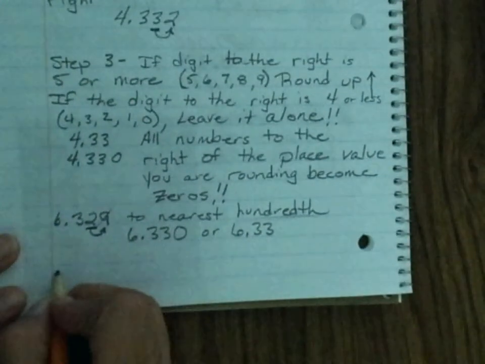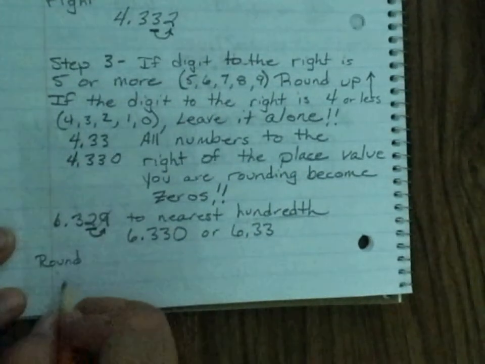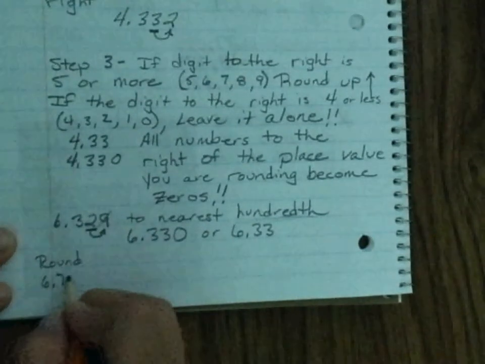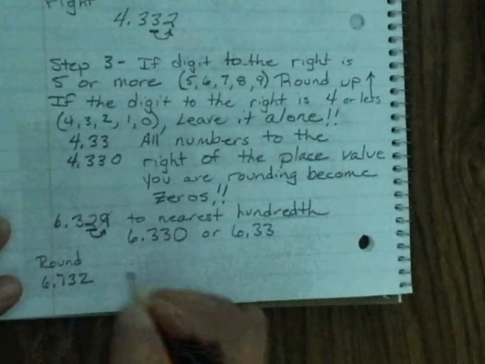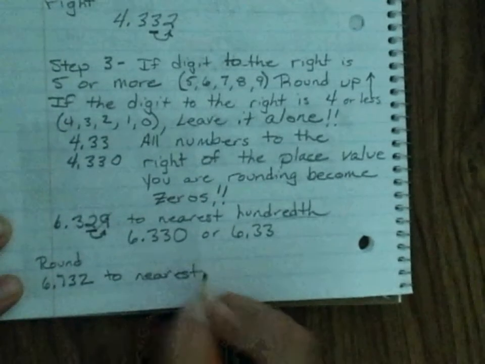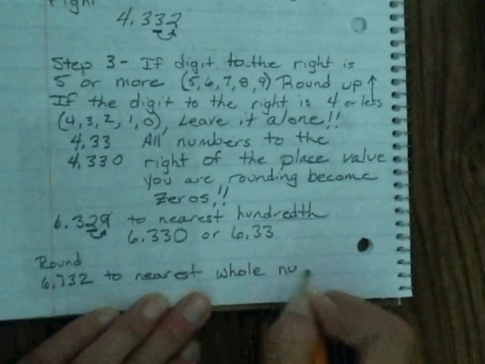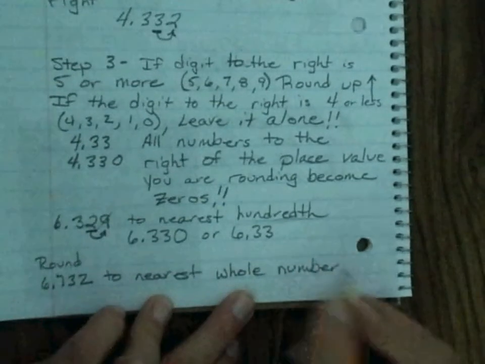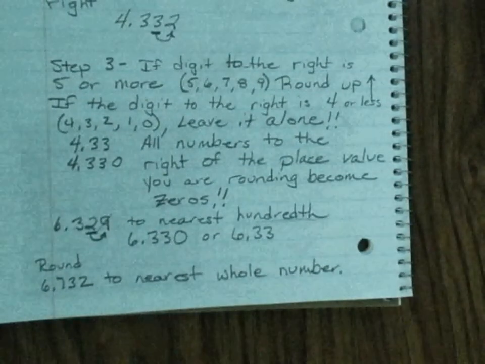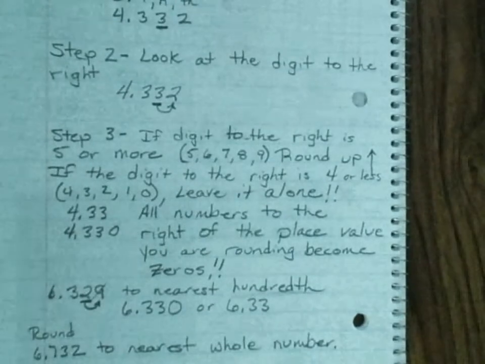Okay, let's try one like this. Let's round 6 and 732 thousandths to the nearest, here's a tricky one, whole number. Let's see what we can figure out with that one. Okay, that is it for today.